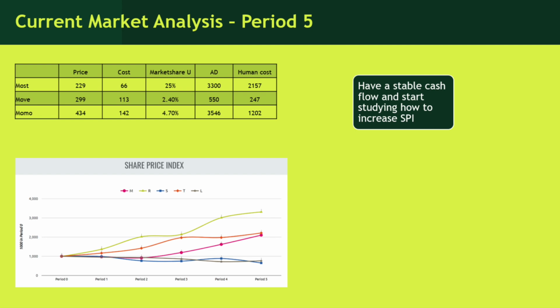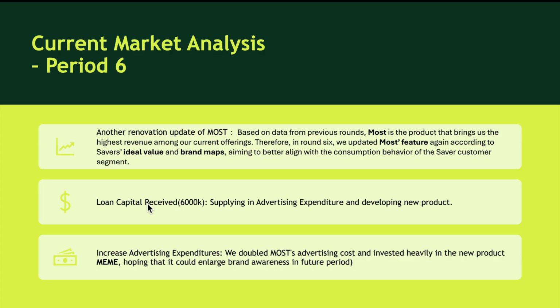In period 5, loans were available in this round, but since we hadn't reached a clear realization at the time, we didn't take loans in the first round because Most sold better in the market. Profit and production became higher as PI started to grow, and from this round, we basically shifted our focus to Most. In period 6, we had another renovation update on our current product models.